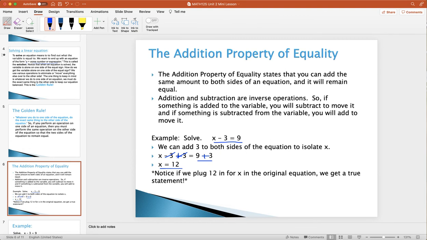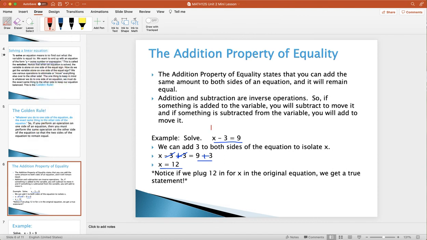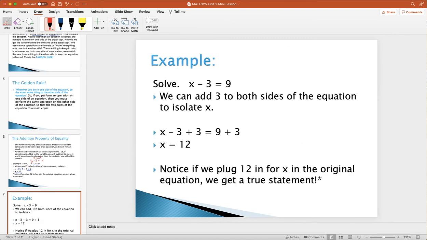So notice right here, I'm saying x is 12. So if I would take 12 and substitute that in for x in the original equation, I'm going to get 12 minus 3 equals 9. So all I did was substitute in 12 for x. And we know that 12 minus 3 is 9. So on the left I have 9, and on the right I have 9. So when we get 9 equals 9, we know we have a solution that works. We know our solution is true.